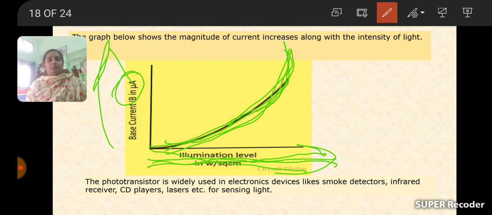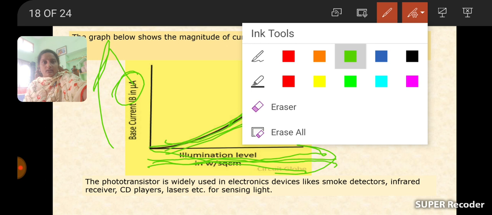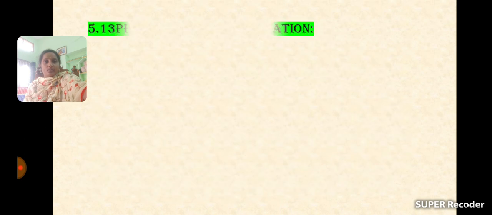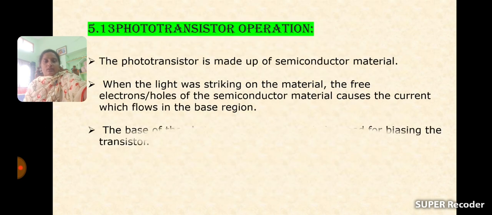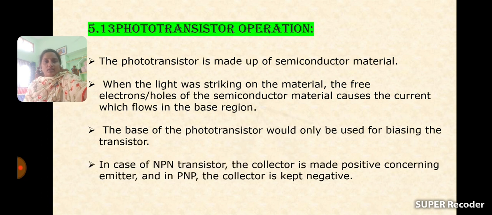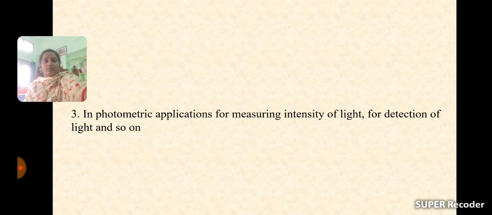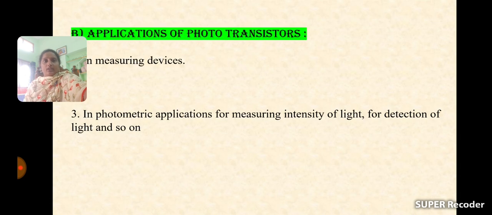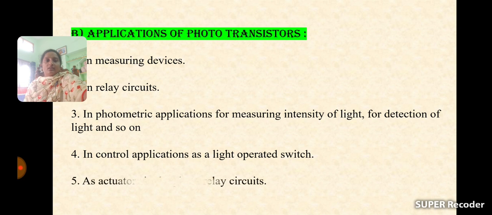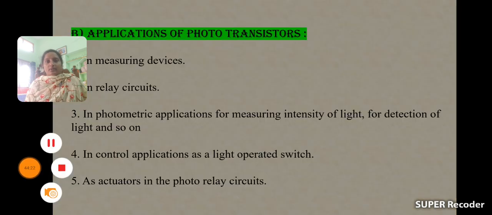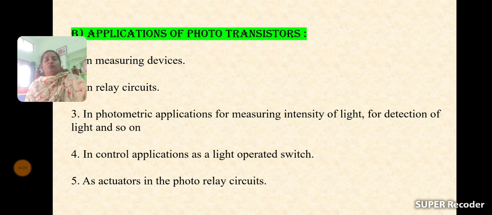And while coming to the applications, these are used in smoke detectors, infrared receivers, CD players, and lasers for sensing of the light. And whatever I explained is there only in the slide. Once all of you check the slides, whatever I explained with the help of the diagram is there. And coming to the applications, these are used in relay circuits, measuring devices, light operated switches, and also in photo relay circuits.